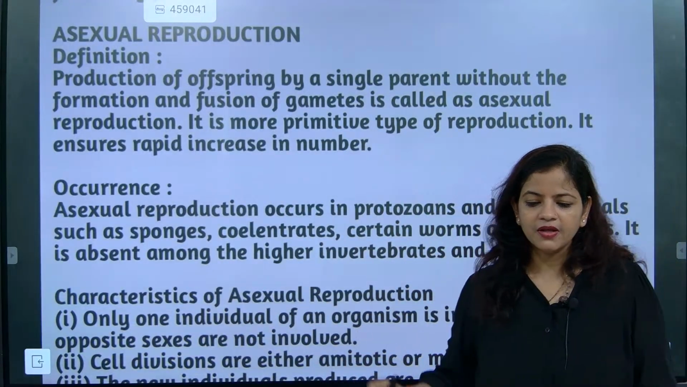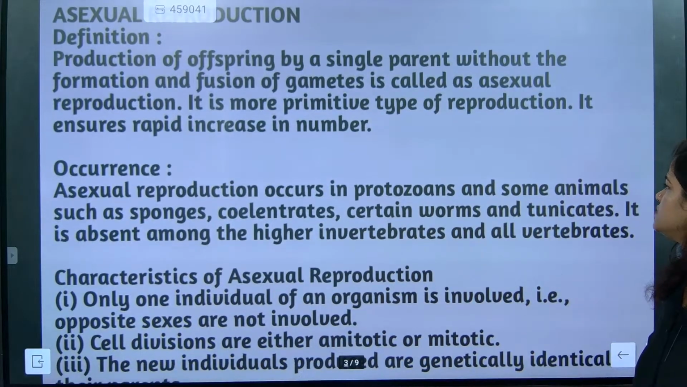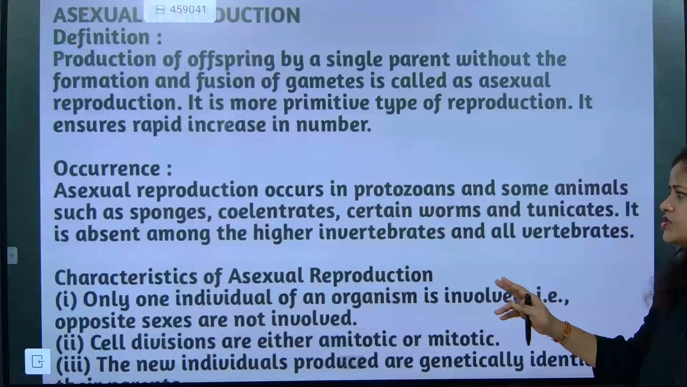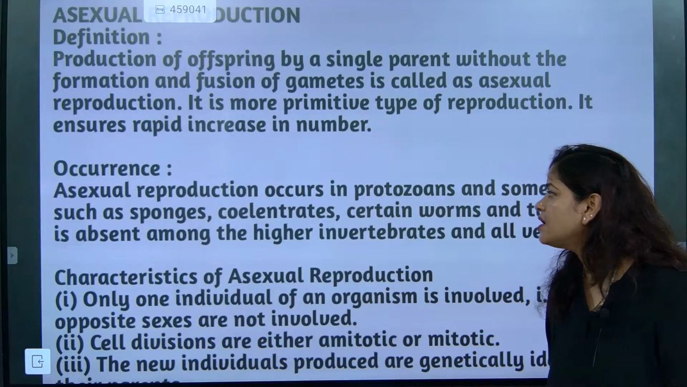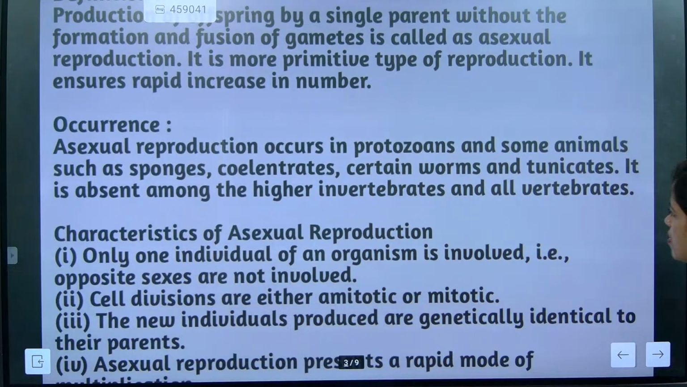Is it okay, beta? Now look here, occurrence. Asexual reproduction occurs in protozoans and some animals such as sponges, that is coelenterates, and certain worms and tunicates. It is absent among the higher invertebrates and all vertebrates.